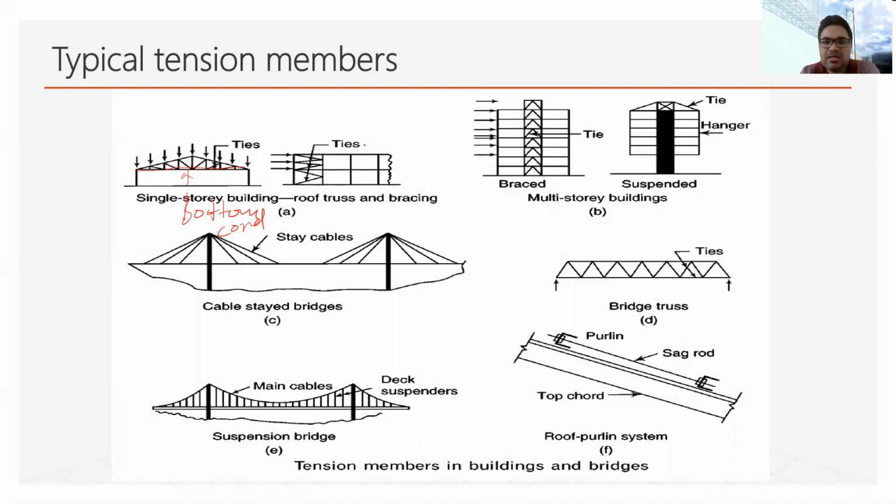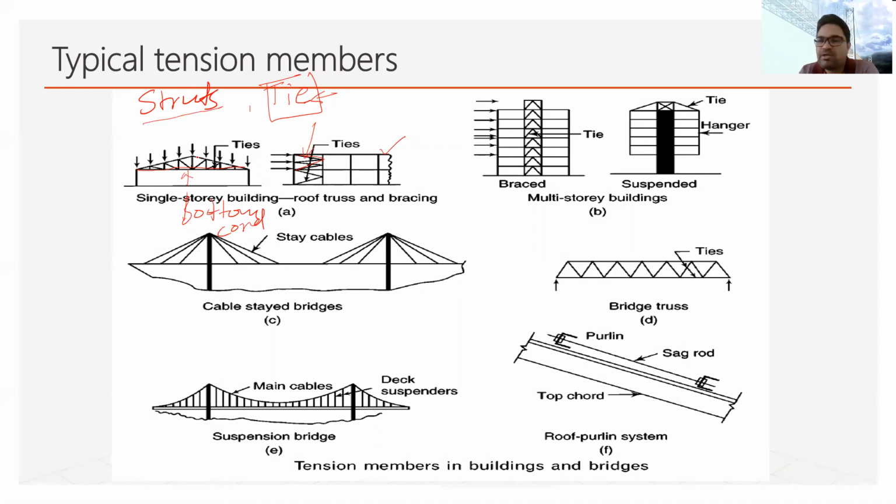tension. Similarly, in steel houses, these bracings are also subjected to the tension. So the members that we use in the bracing are also considered as tension members. Sometimes they are called ties. If the members are subjected to compression, they are called struts. And if the members are subjected to tension, they are called tie members. So most of the time in the problem we can find this word tie, so we will be able to identify that this member will be subjected to tension.